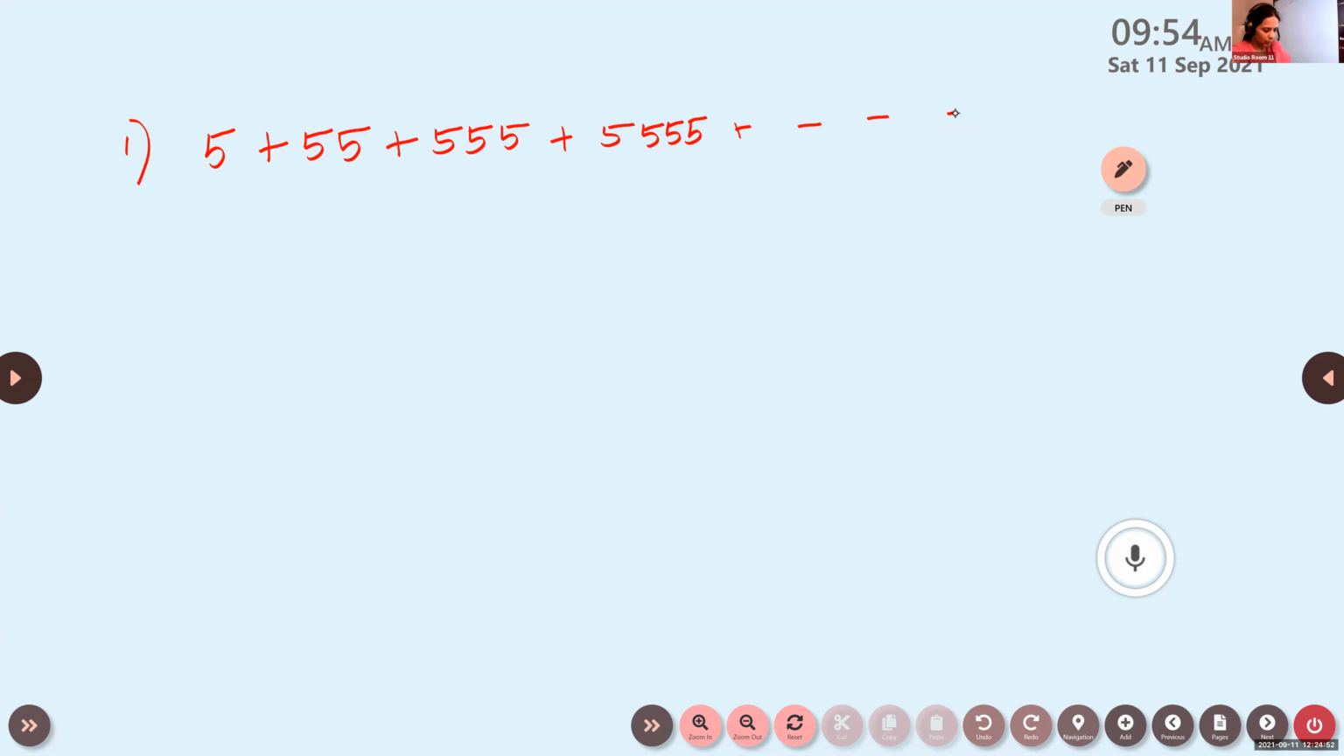Find the sum up to first n terms. We are adding the first n terms. That means we want to find Sn. We want to find Sn, isn't it? Sum to first n terms.